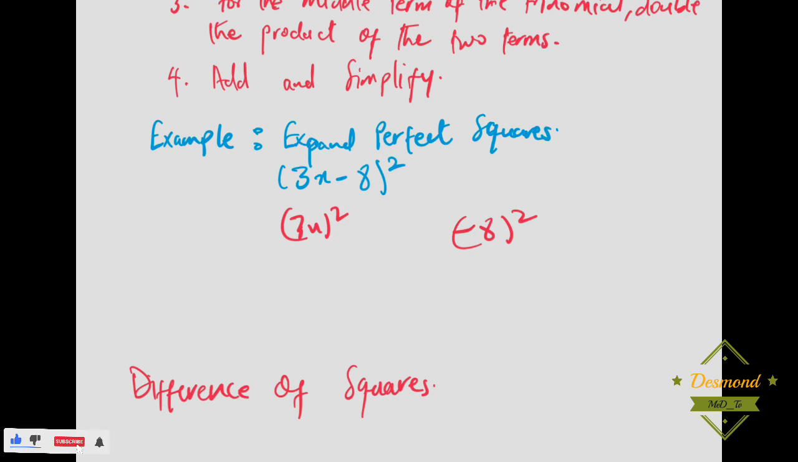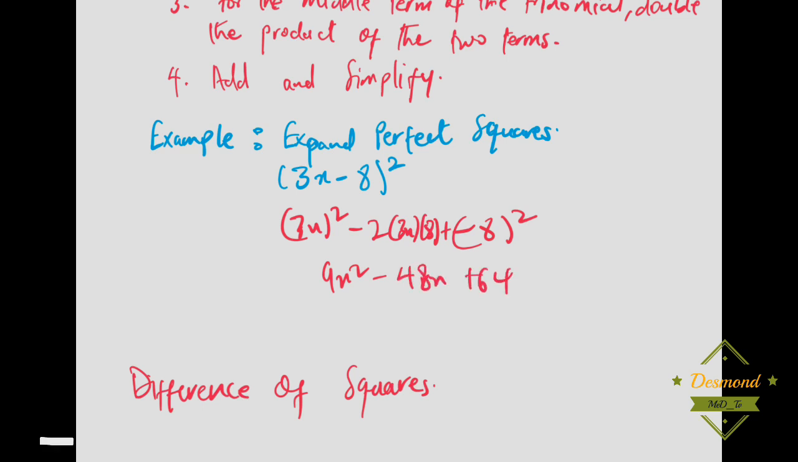So that will be negative 2 times 3x times 8, as you can see there. The last thing we need to do is to just add and simplify. So adding them, we should get 9x squared minus 48x plus 64. Very simple to do. Now you can try this on your own. Try this.